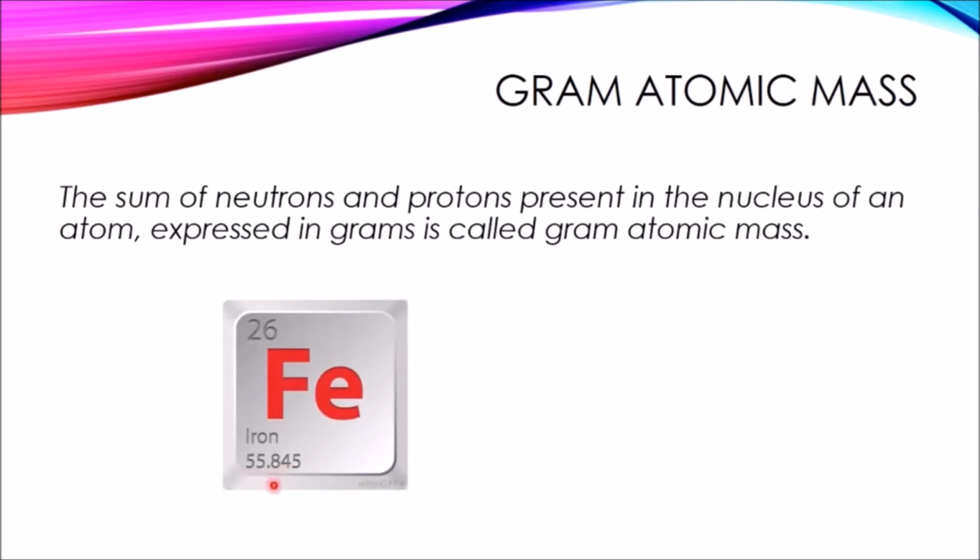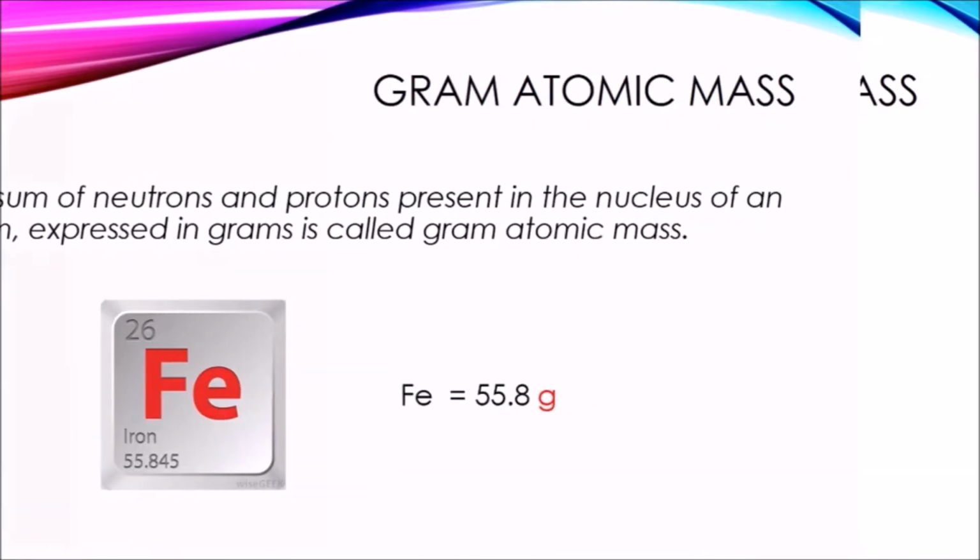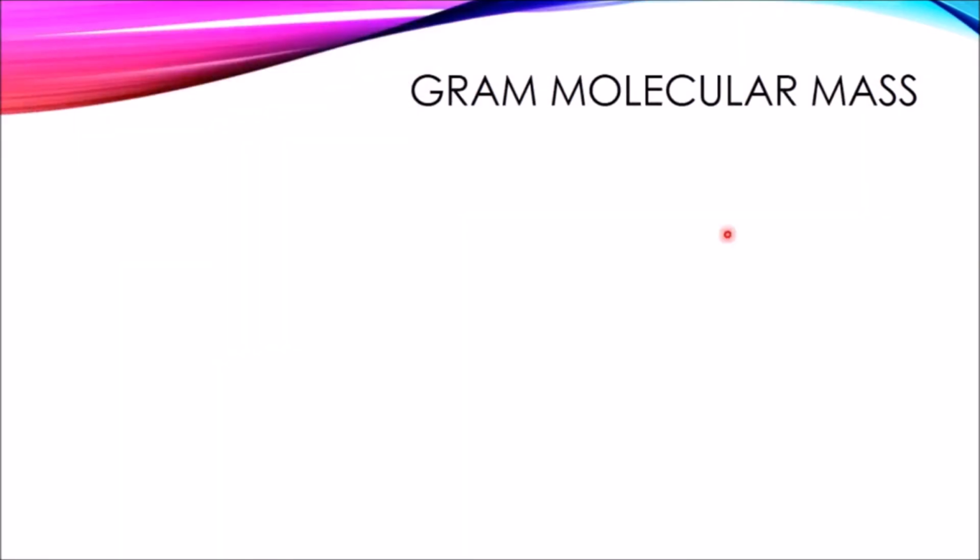If 55.845 is the atomic mass of iron, and you write the same atomic mass in grams, it is going to be 55.8 grams. You just simply put grams here and it becomes gram atomic mass. Very simple. Let's look at gram molecular mass.